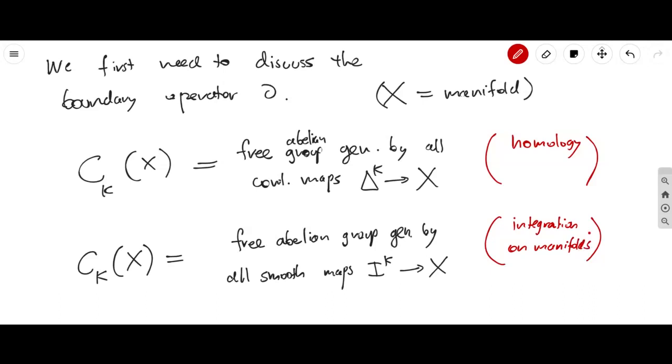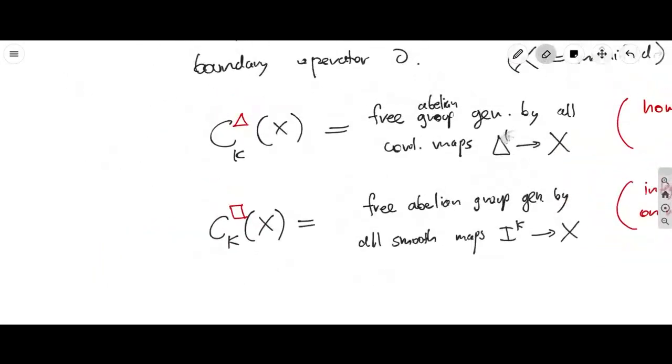Because it's easier to integrate over a cube than it is to integrate over a simplex. Now, we use the same notation because we are mathematically mature enough to tell them apart. But if you want to decorate this, you can maybe put a triangle here to indicate you're using a simplex, and here you can use a square to indicate you're using a cube. The difference will lie in, of course, how you define this object.